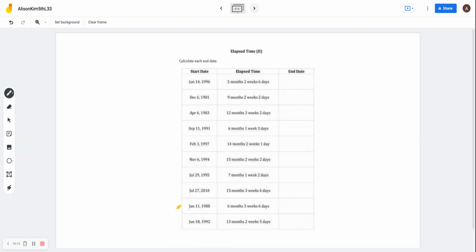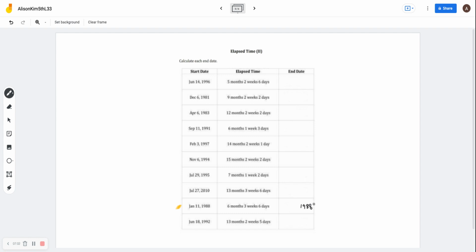Now we're going to move on to the same thing, time, but in terms of dates. So we start off on January 11th of 1988, and it says that 6 months, 3 weeks, and 6 days have elapsed. Elapsed means have passed. So since we're starting off in January and we're only going about 6 months, it's safe to say that we're going to end up in the same year, 1988. So that's what I'm going to put. But the months and the dates will be different for sure.